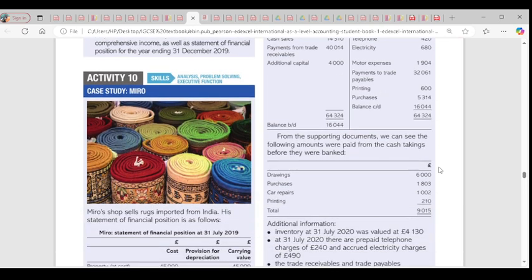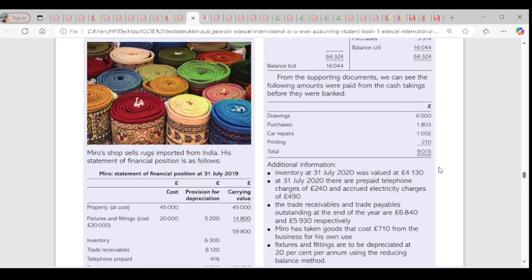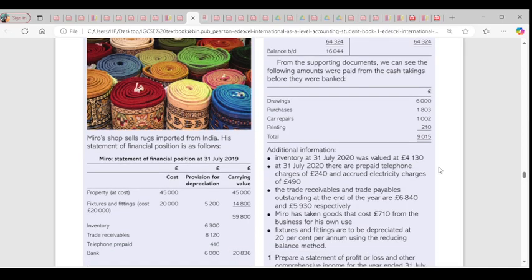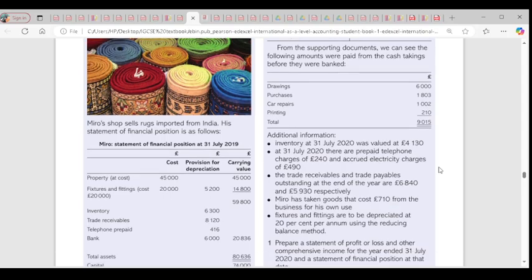So we'll start. Then we have additional information: inventory, which is opening and closing. We have prepaid telephone expenses, accrued electricity. These are going to go into our expenses account. We have outstanding balances on the trade receivables and trade payables. We use that in our trade payables and trade receivables accounts.